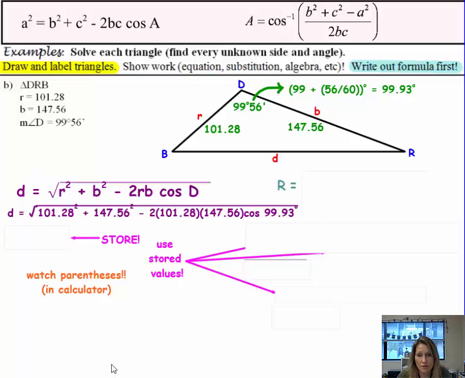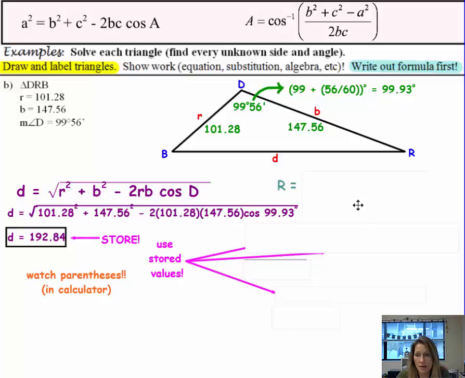Okay, so now you can check your formula. Once you are satisfied that it's correct, then go ahead and calculate the value for side length D. Okay, you can double check your value for side length D. Don't forget to store this in your calculator.